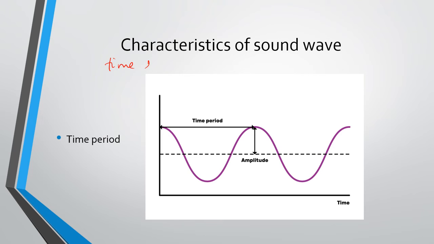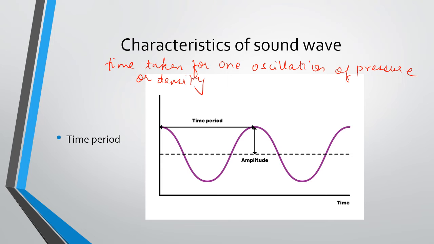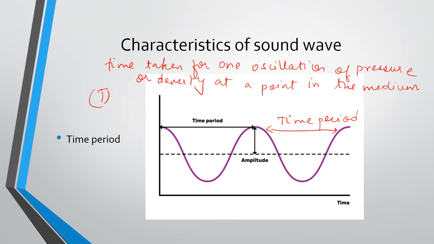It is the time taken for one oscillation of pressure or density at a point in the medium. It is called the time period, and it is denoted by T. In this case, as I said, this would be the time period for another oscillation to occur.